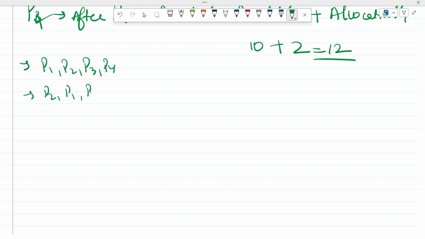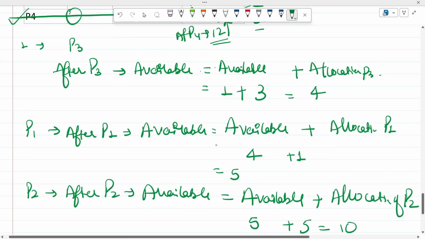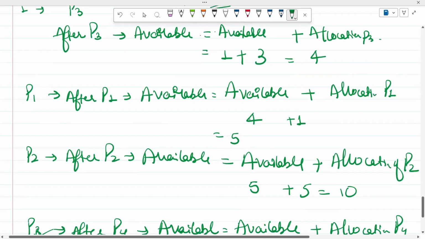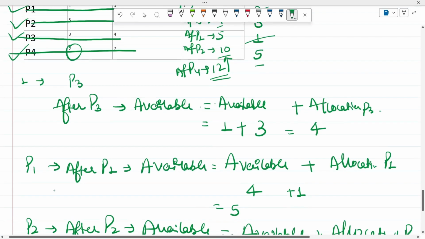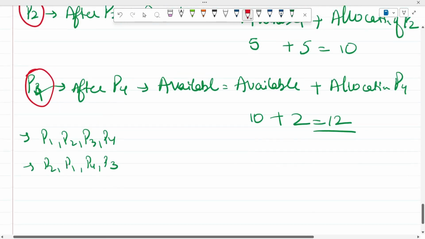P2, P1, P4, P3. So the option is looking like this. You have to find out the safe sequence. That's very easy. What is the sequence you follow? You have to write it. First of all, we execute P3, then P1, then P2, and then P4. So this is the sequence we follow. This is what the safe sequence is.